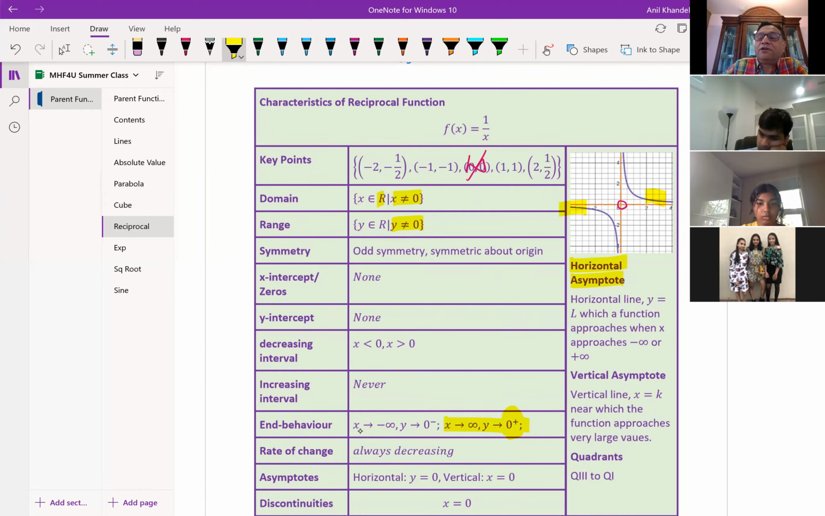But on the other hand, if I talk about x approaching negative infinity, if I divide by a negative number, I am going to get a negative number, correct? If that negative number is very high, I am going to get some number which is negative but close to 0, correct?